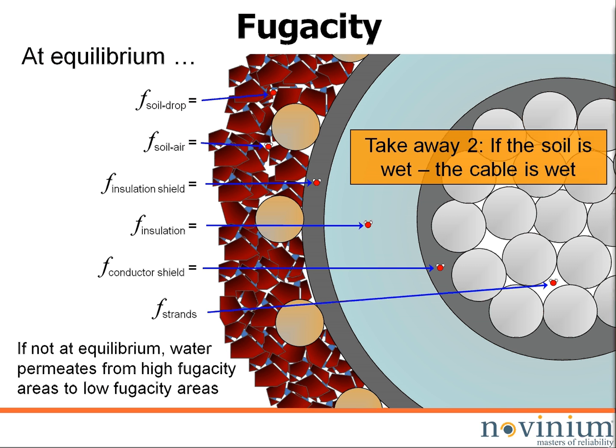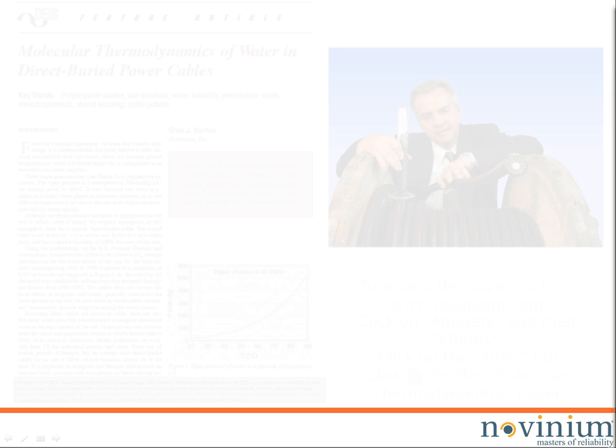If the soil is wet, and it almost always is in the thermodynamic sense, the cable is wet. The growth of water trees, the predominant cause of cable failures, proceeds at the same rate whether the cable is immersed in a pool of water or buried in typical North American soils at 1 meter in depth.